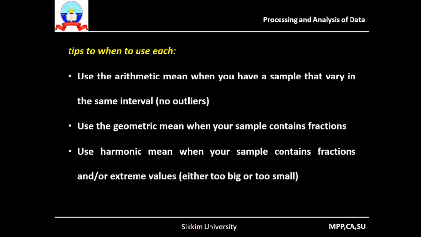Now let us try to understand when to use what. Arithmetic mean can be used when we have samples that vary in the same interval, that means there is no outlier. Use geometric mean when your sample contains fractions, and use harmonic mean where the sample contains fractions or extreme values. So depending on the requirement, you can pursue arithmetic mean, geometric mean or harmonic mean.